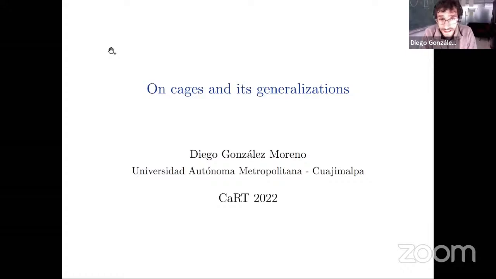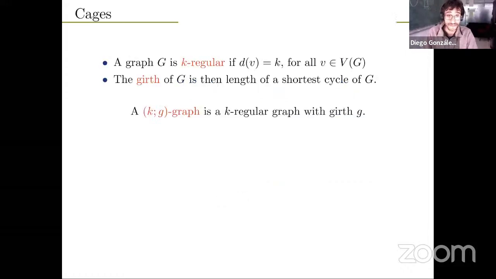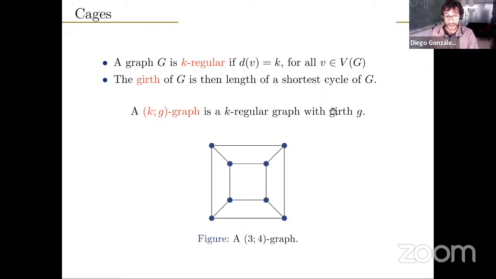So I'm going to talk about cages and some of their generalizations. First, I'm going to give some basic definitions. Recall that a graph G is k-regular if every vertex of the graph has degree k. The girth of a graph is the length of a shortest cycle of the graph. We say that a graph is a (k,g) graph if it is a k-regular graph with girth g. For example, here we have a (3,4) graph. It's easy to see that every vertex has degree 3, and that the shortest cycle of this graph has length 4.